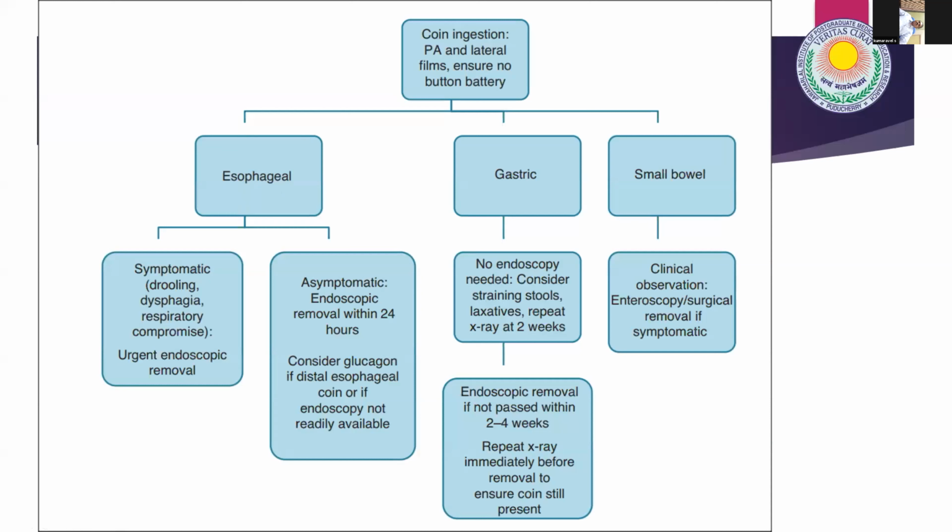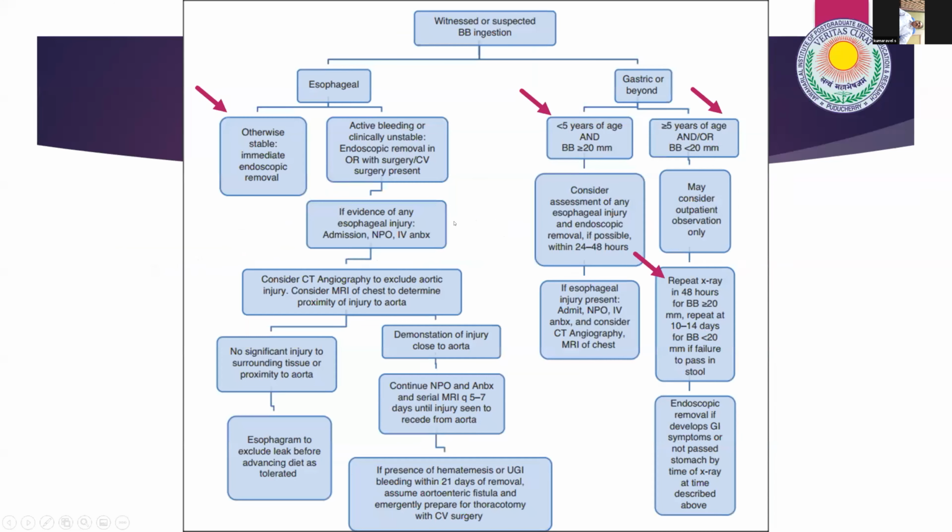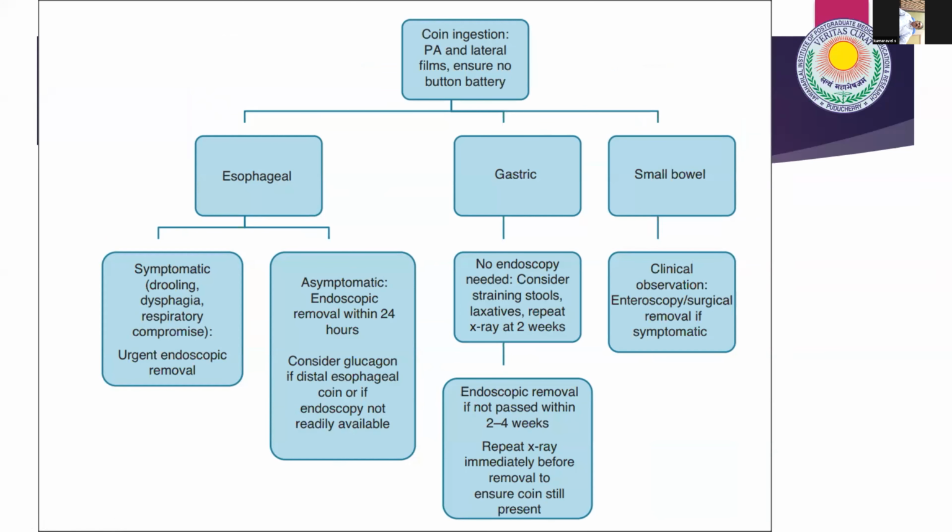Usually, the X-ray would tell us what type of foreign body it is and where it is. If the child is having drooling, dysphagia, respiratory compromise, then of course urgent endoscopic removal is required. And if it is asymptomatic, for example, in a coin, one can wait for about 24 hours, even if it is in the esophagus, and if it has not gone down, then it can be removed.